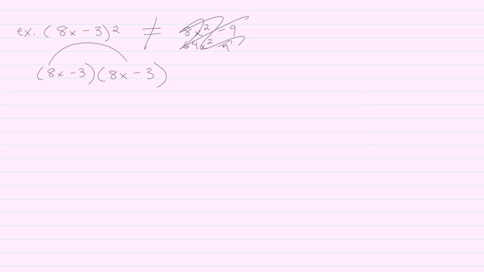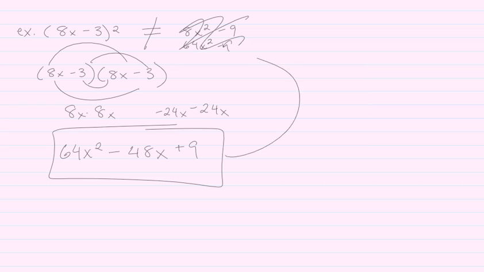So when you do FOIL, that gives you 8x times 8x, all right, which is your 64x squared. Outside gives you a minus 24x minus 24x, so that's minus 48x, and then a plus 9. As you can see, the difference between that and what some people are going to do, you're missing a middle term, and that does make a large difference, not only mathematically, but especially when you're using this in real life and messing with some people's money. So just be careful with that.